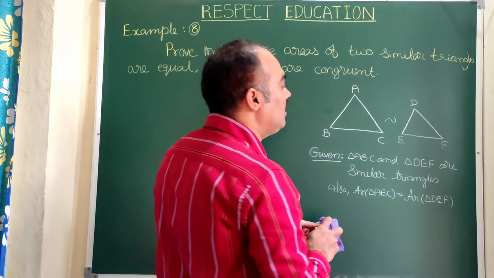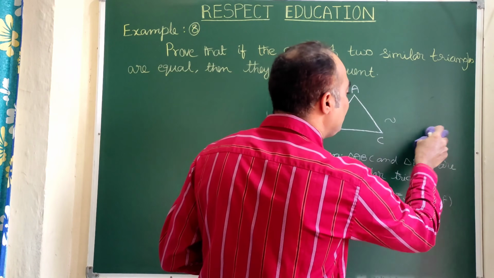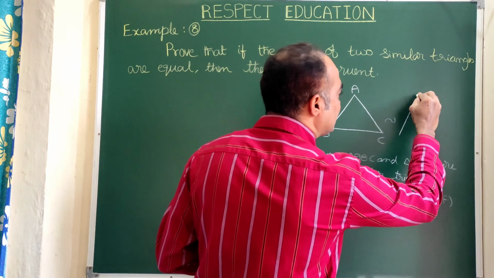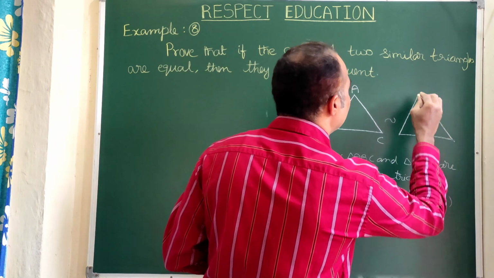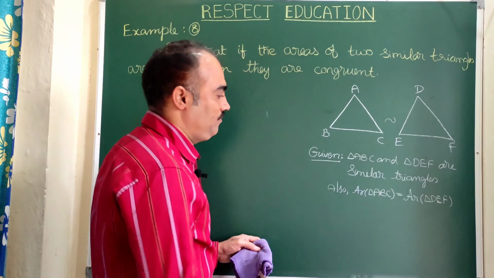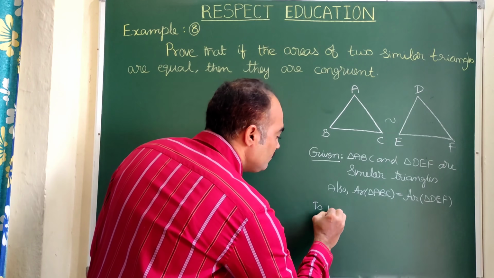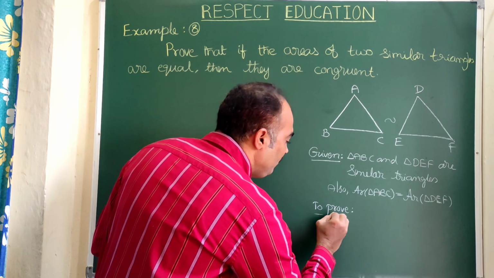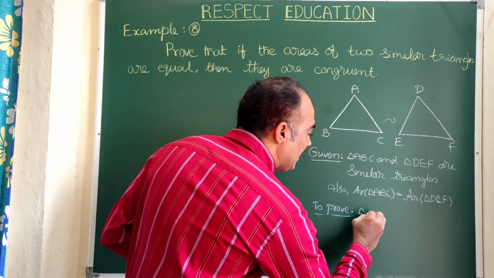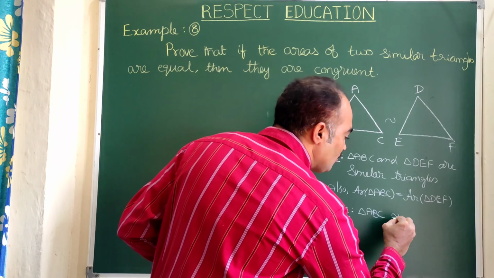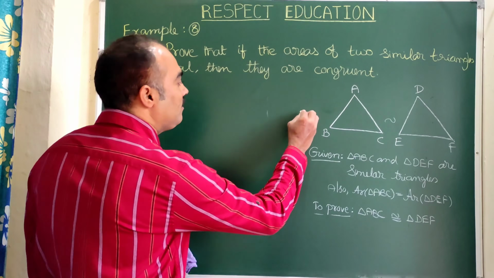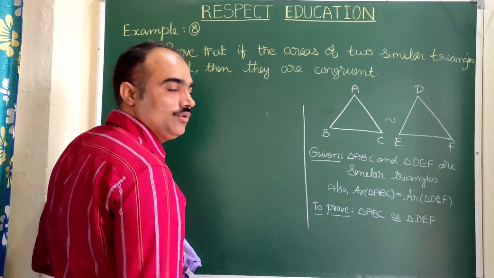So here better we can change the dimensions of DEF. So we can draw both of them of same size and same shape. So let us consider this triangle as DEF. Now to prove, what to prove? We have to prove that these two triangles are congruent, means triangle ABC is congruent to triangle DEF. Now here we are going to see the proof.